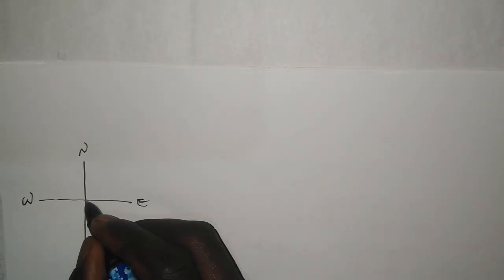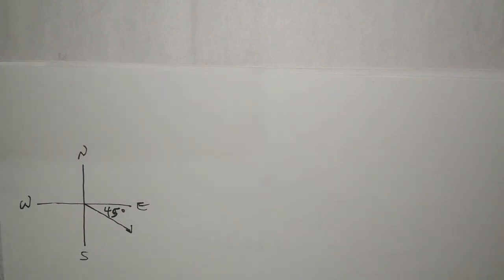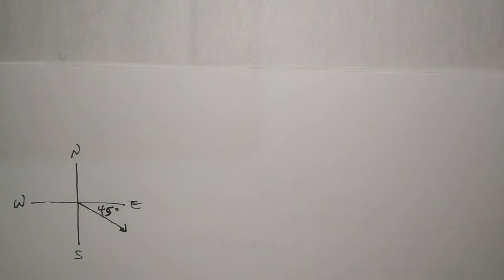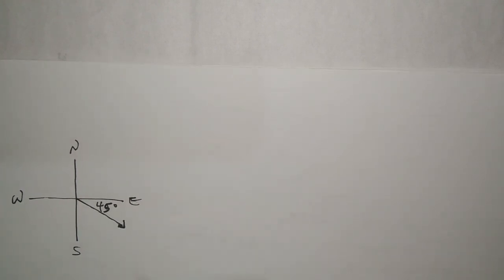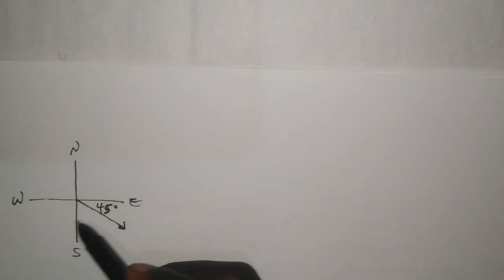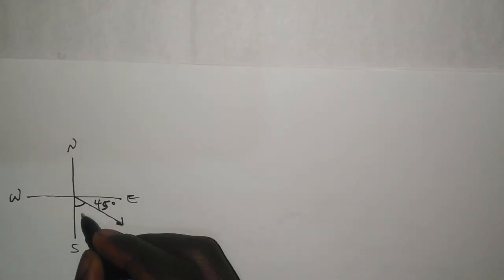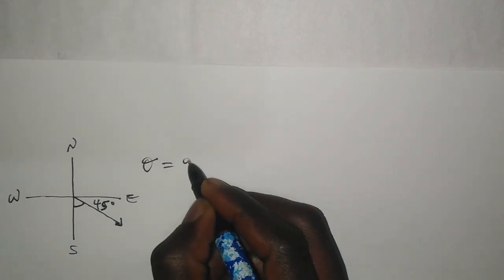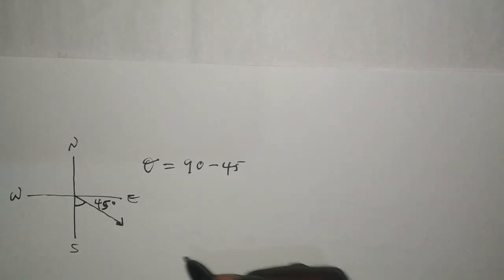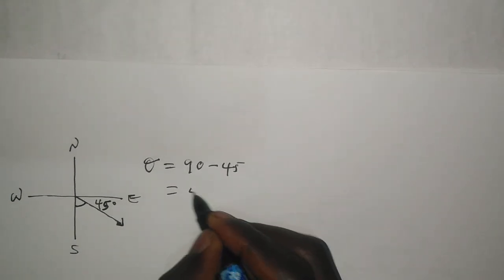Now, let's say we are given angles and you are asked to find the bearing. Let's say we have north, east, west, south. Let's take for instance, you have to find the bearing of this angle. Bearings are measured relative to the north and south line. Therefore, you cannot use this angle because this angle is relative to east and west. So to get the angle that is relative to north and south, which is this other angle, let's assume this angle to be theta. So theta is equal to 90 minus 45. Therefore, you have 45.